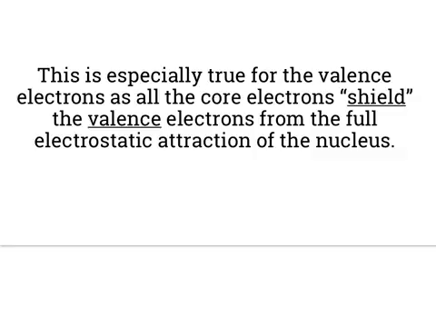Okay? That is especially true for the valence electrons, as all the core electrons shield the valence electrons from the full electrostatic attraction of the nucleus. Please keep this concept in mind. This explains atomic radius. This explains ionization energy. This somewhat explains electronegativity. It explains almost all the trends we're going to be talking about. So that's electron shielding. Thanks for watching.